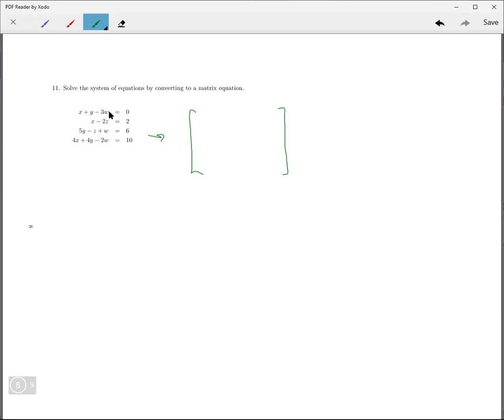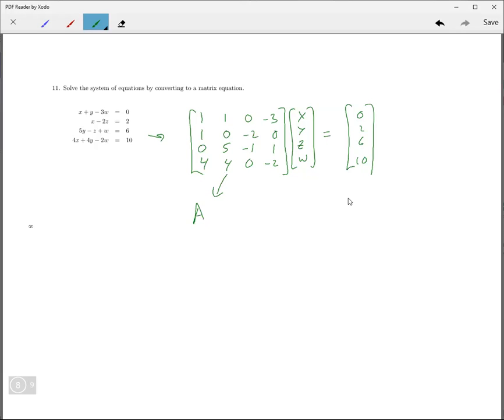Okay, so this one here is going to be 1. There's no Z, so that's a 0. And then there's negative 3 for the W. And then here it's 1. There's no Y, so it's that way. And then this one, there's no X, so that's 0, 5, negative 1, 1. And then this last one's 4, 4, 0, negative 2. And then X, Y, Z, W equals the right hand side, which is 0, 2, 6, 10.